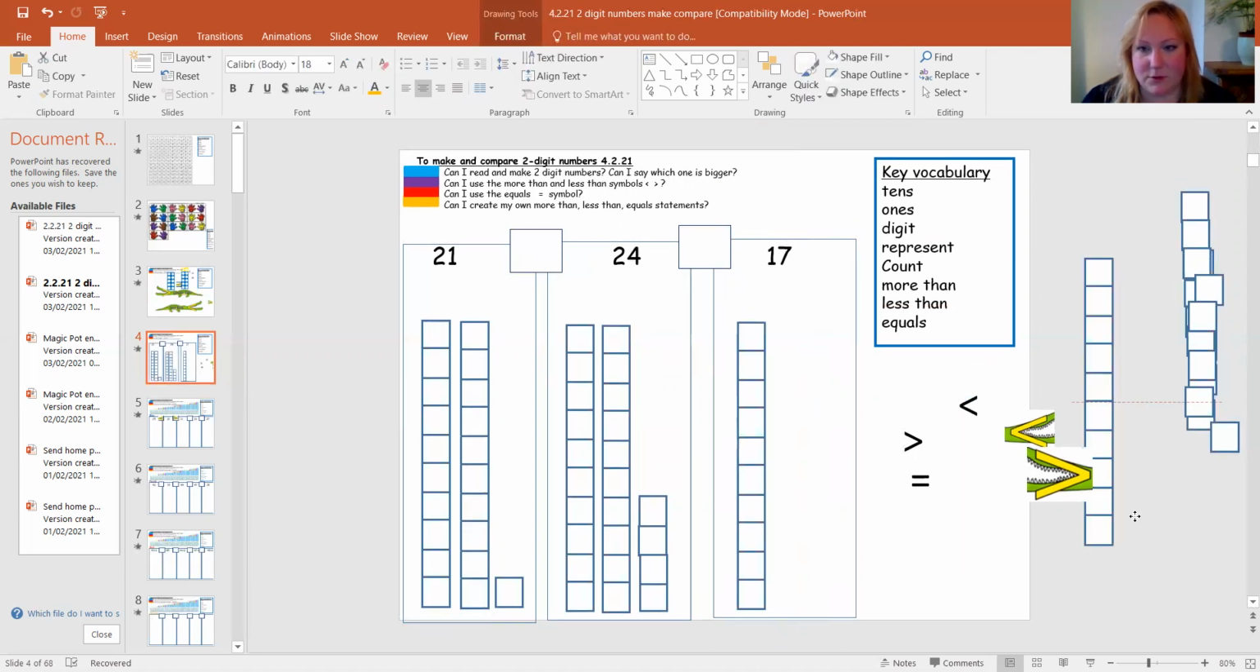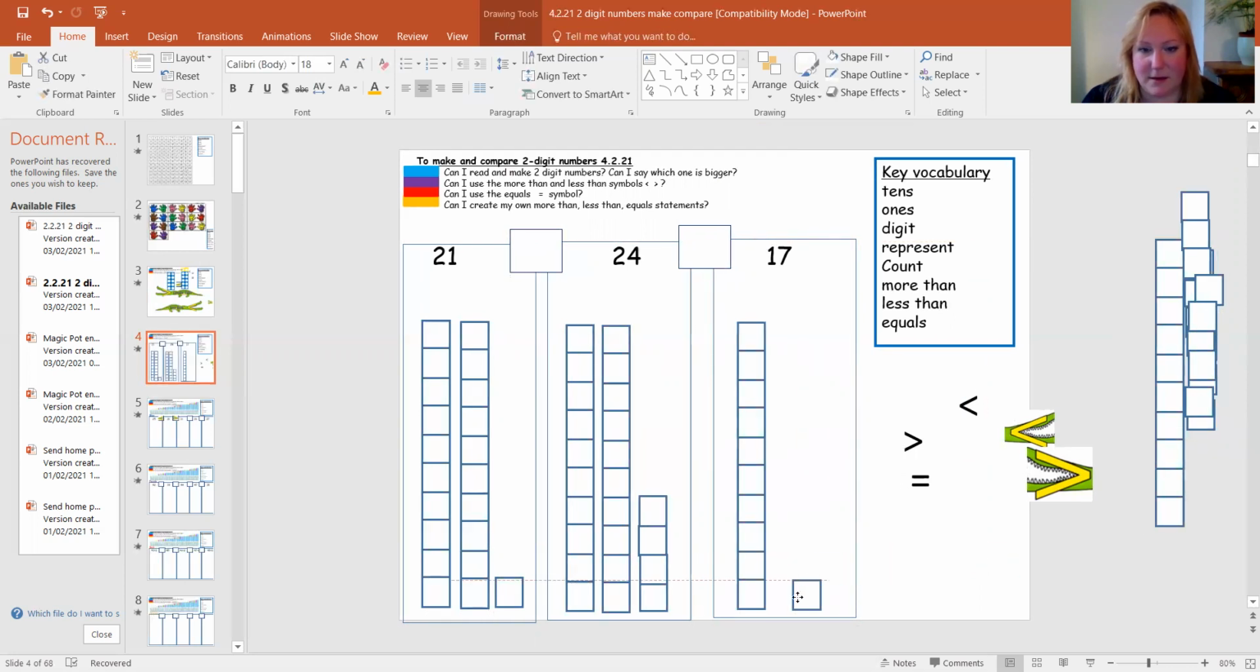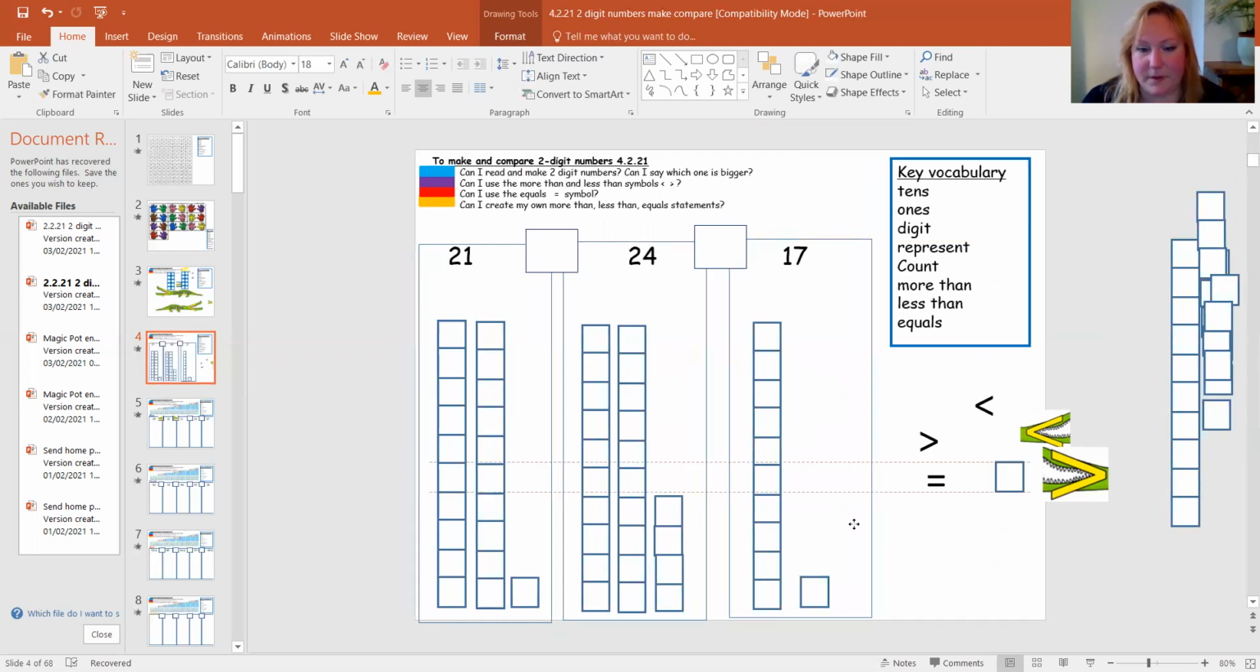Oh, that's lots. Oh gosh, no, I don't want that. That's another 10. One, two, three, four, five, six. And as people who know what I'm talking about will say, seven.